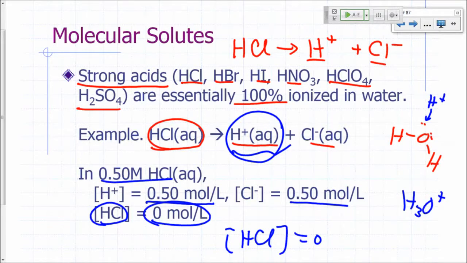So when we use brackets around symbols, we usually write those around symbols for molecules or ions that are in solution. If you have the formula of a salt, for example, a cluster of ions, generally those concentrations are going to be 0.